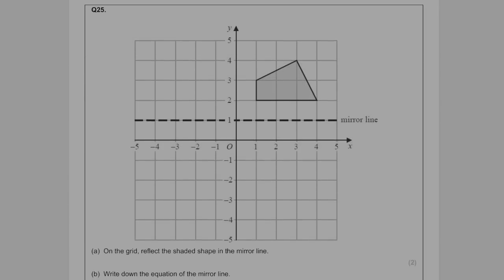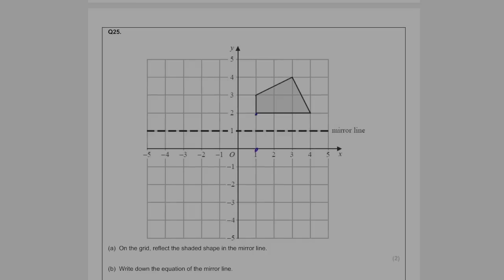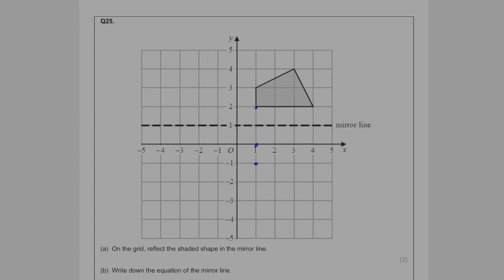Okay, question 25. On the grid, reflect the shape in the mirror line. So here's our mirror line. This point is currently 1 square above, so it goes 1 square below the mirror line. This point here is 2 above, so it goes 2 below. This is 1 above, so it goes 1 below. Then this one is 3 above, so 3 below, and then complete my shape.